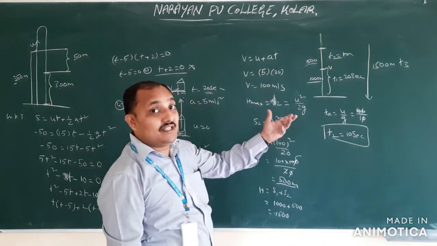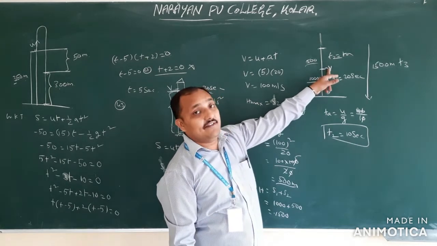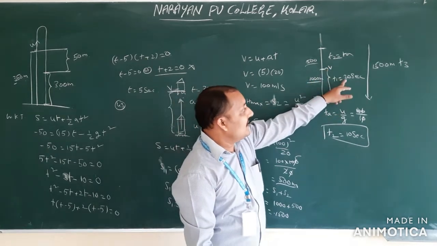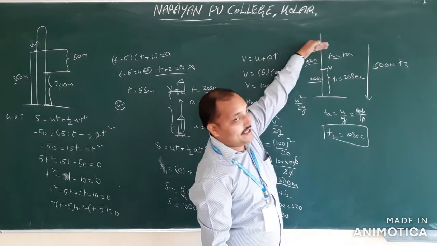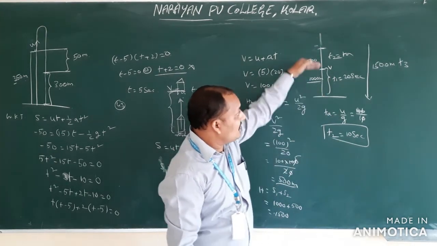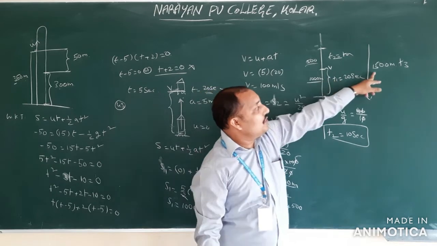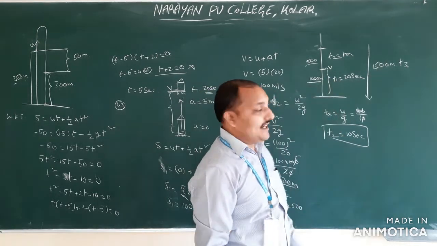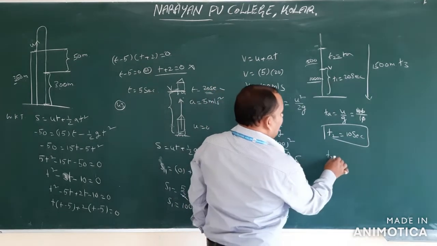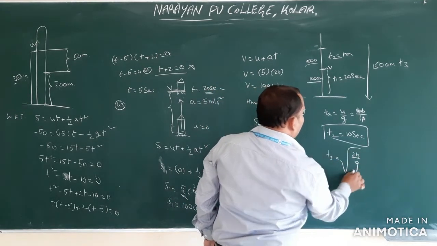So this is the time taken to reach the maximum height if it is thrown with velocity v. Therefore t1 is 20, and t2 is 10. Now it is at maximum height, and from here it is coming downwards. How much height is it covering? 1500. What is the time formula? t3 is equal to root 2h by g.